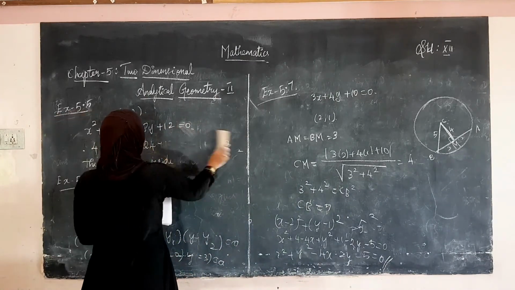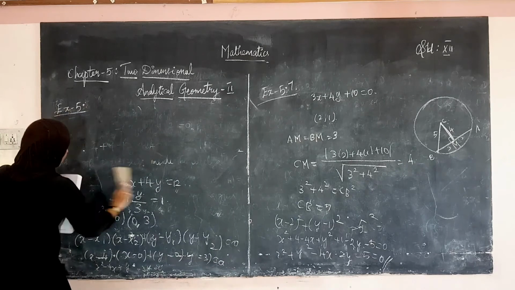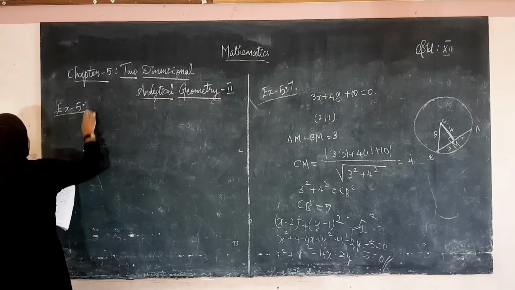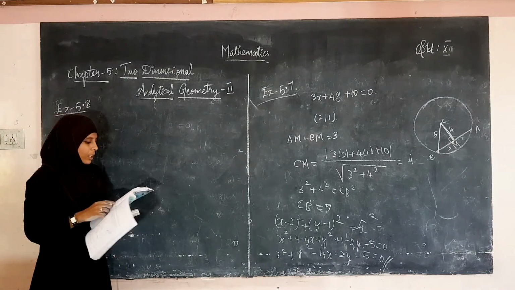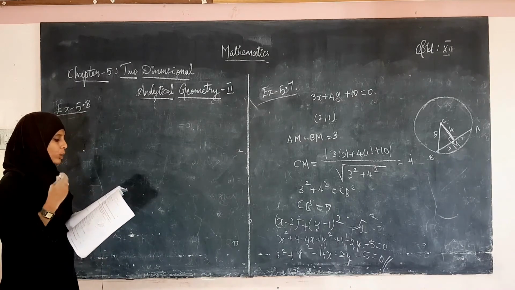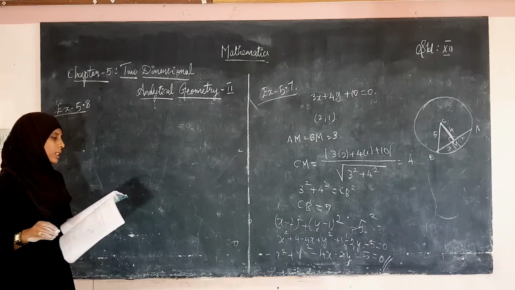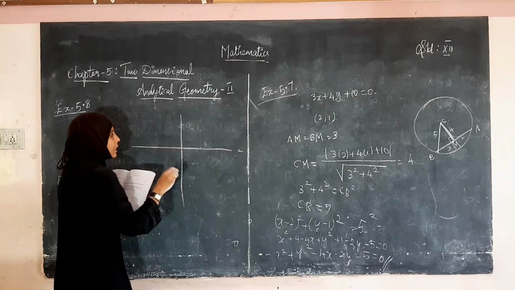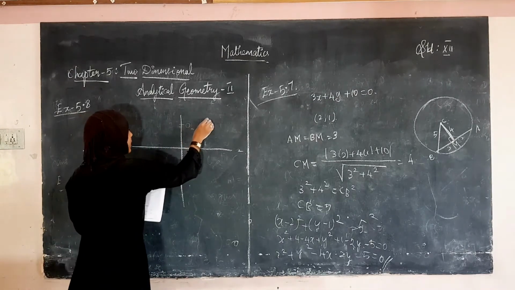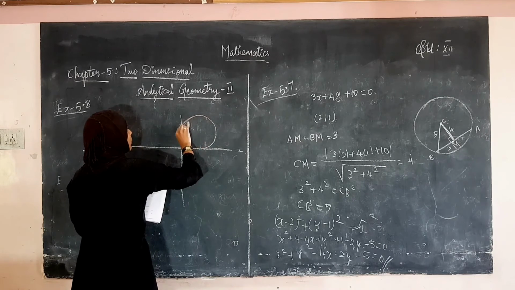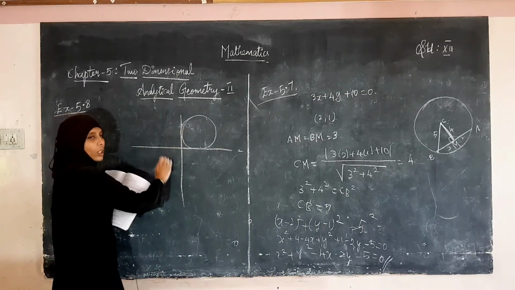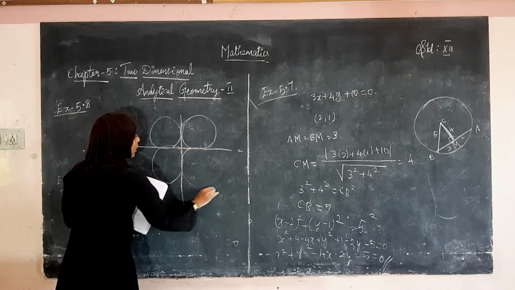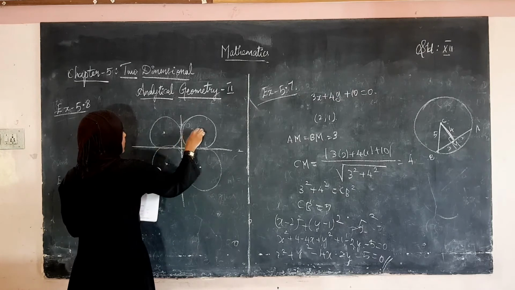Now example 5.8. A circle of radius 3 units touches both the axes. Find the equation of all possible circles in the general form. Okay, so a circle of radius 3 touches both the axes, which means the circle will be like this. So, how many circles can be drawn like this? It can be drawn in all the 4 quadrants.